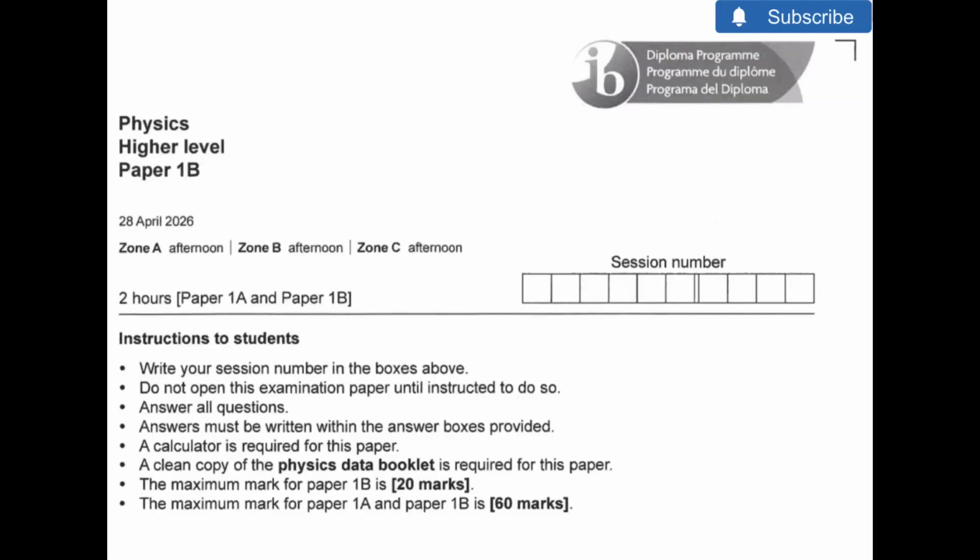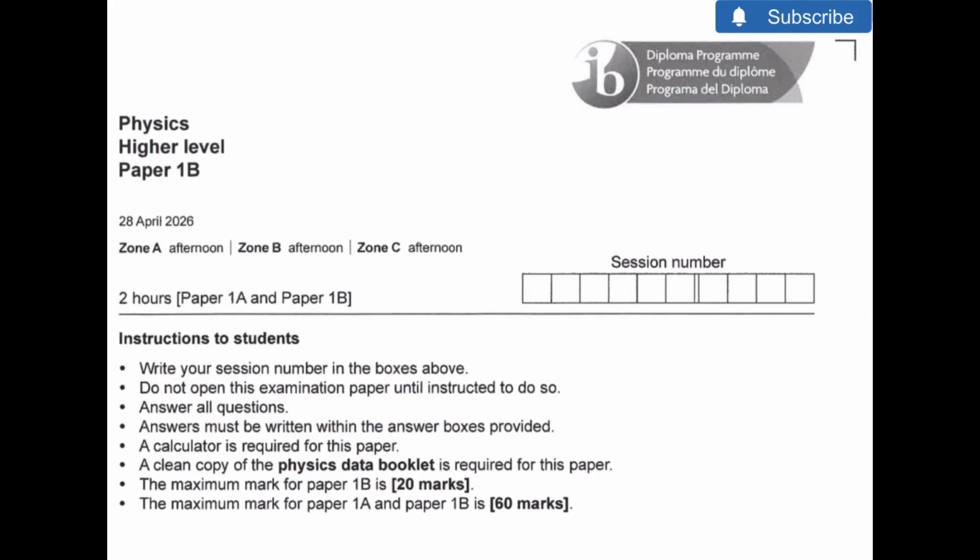Now, if you are preparing for future sessions, then here is the most recent and real IB Physics exam paper. And there is no better preparation than working around this paper question by question, step by step. So let's get straight into it. Guys, this is IB Physics HL Paper 1B, 28th April 2026 session, and it is of time zone 1.